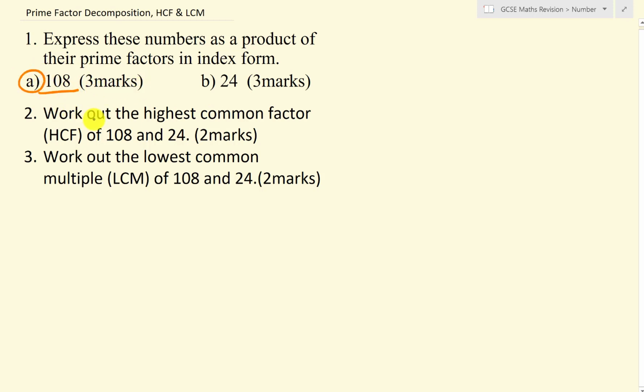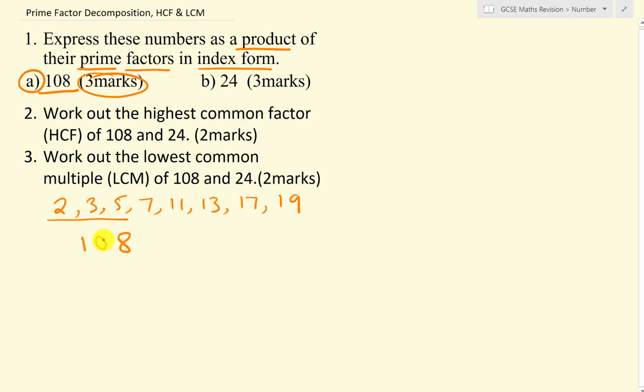I have number 108. I need to write this number as a product of its prime factors and in index form. Now, first of all, we need to know what the prime numbers are. So let's make a quick list of the prime numbers. So we have 2, 3, 5, 7, 11, 13, 17, 19. We might not need all of them, but we'll be looking at these numbers here, 2, 3 and 5. We might need to look at 7, 11 as well, but most likely we don't need to. Now, this question is worth about 3 marks. Now, let's write down the number first. So 108.